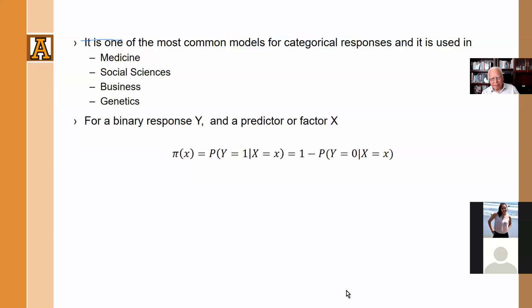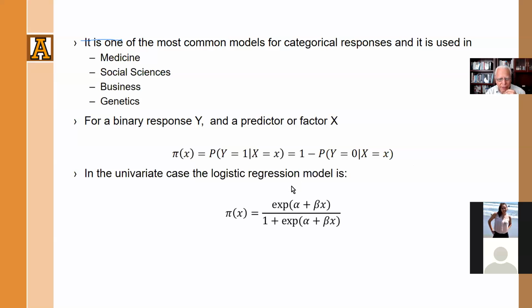If the response is binary and the predictor X has p variables, so it is a p-dimensional vector, then pi of X will be the probability that Y belongs to class 1 given X, and that's 1 minus the probability that Y belongs to class 0. For example, if Y equal to 1 means cancer, then that will be the probability of cancer given X, the indicators of the health of the individual, and 1 minus that is the probability that the individual doesn't have cancer given X.